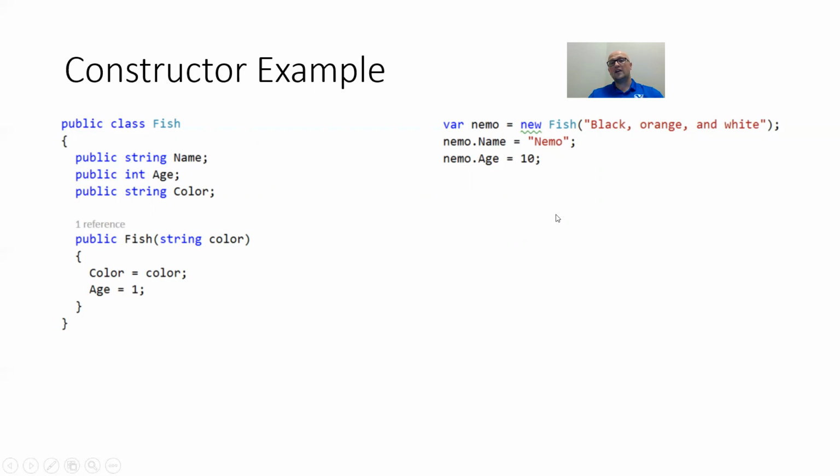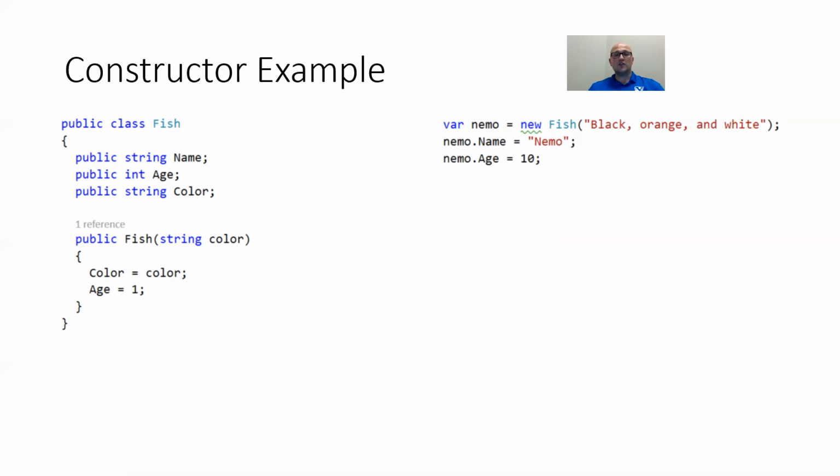So over here on the right, you can see that we are creating a fish that is black, orange, and white. And then we specify that when saying new fish, okay? This is calling our constructor method. And then after we've created the object, we can go and set name and age, the public fields on our class. Okay, so a constructor, again, is a method that we use to create objects.